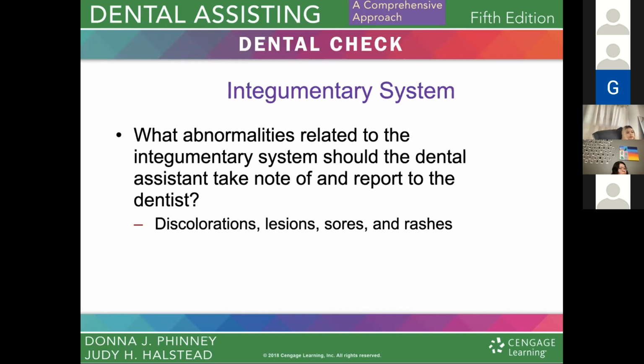So as dental assistants, we're the dentist's eyes and ears. Obviously we can't do some of the things that the dentist can do, but we are basically who the dentist counts on to be their second person. So if we see these types of things, we need to report it to the dentist right away.